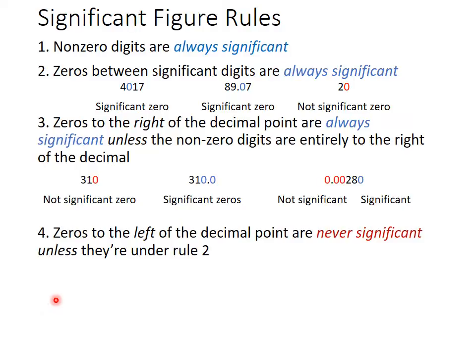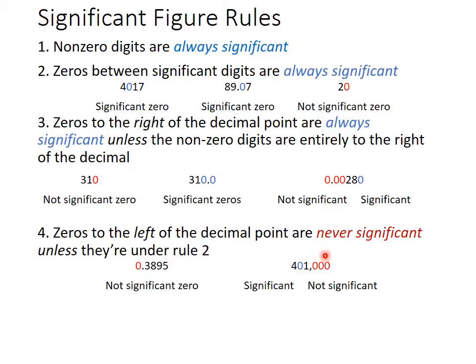Rule number 4. Zeros to the left of the decimal point are never significant unless they fall under rule number 2. So in this case, 0.3895, this 0 is not significant. It's just telling us that we're under 1. On the other hand, in 401,000, this first 0 is significant because it is between 4 and 1. But these three zeros are not significant because they're to the left of the decimal point. They're just telling us how large this number is.